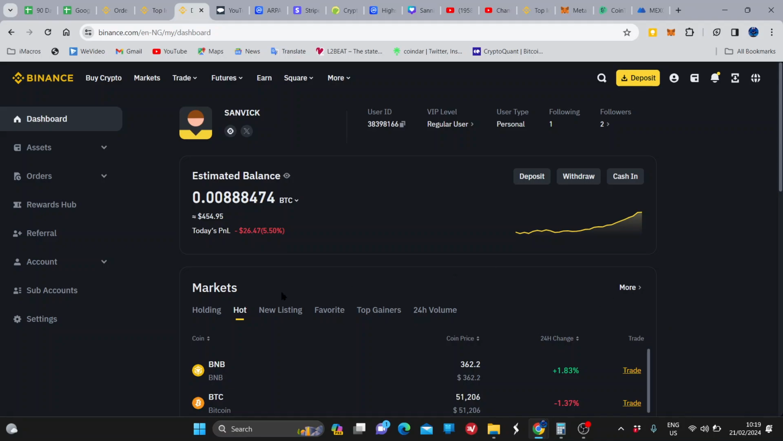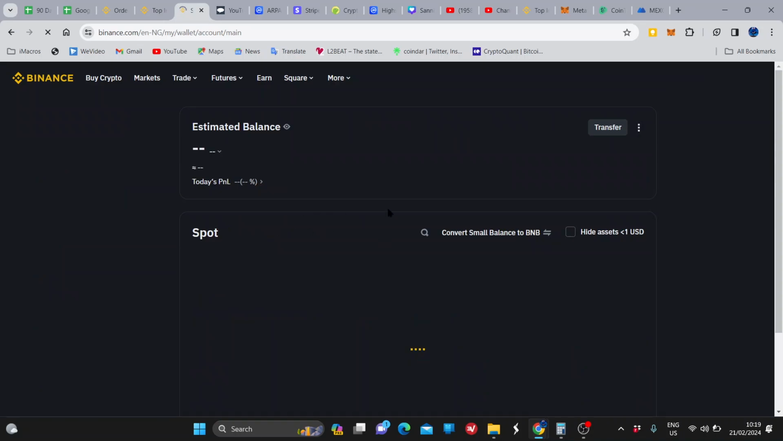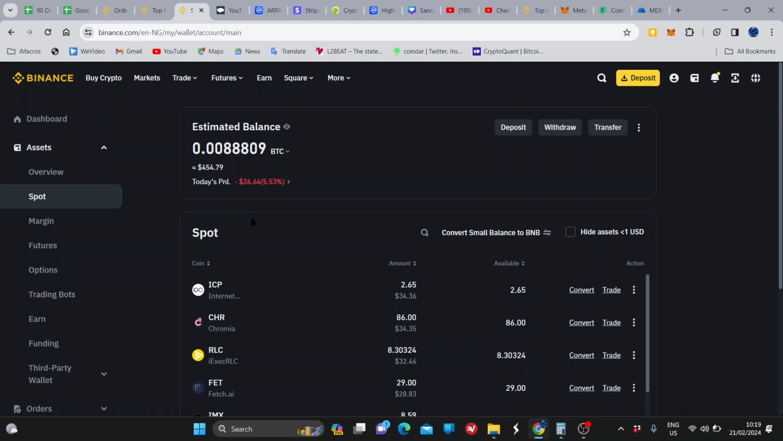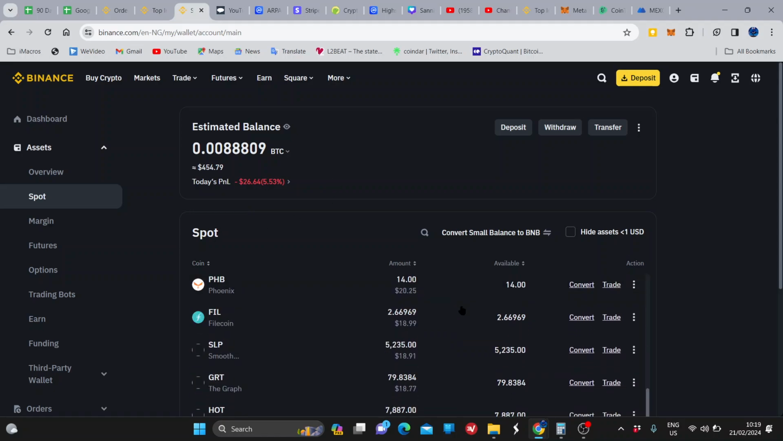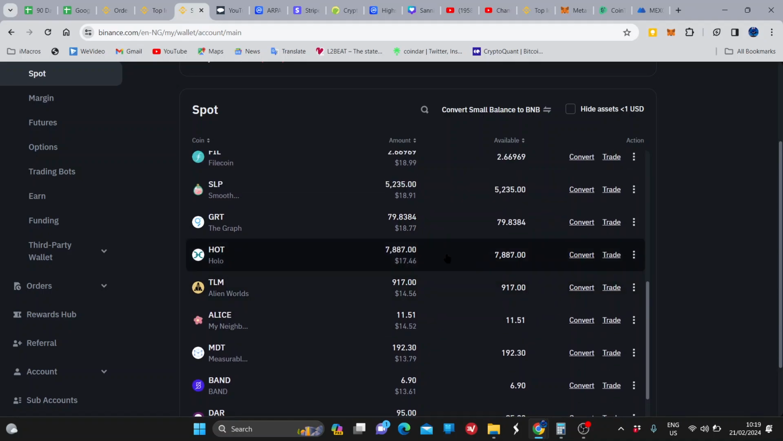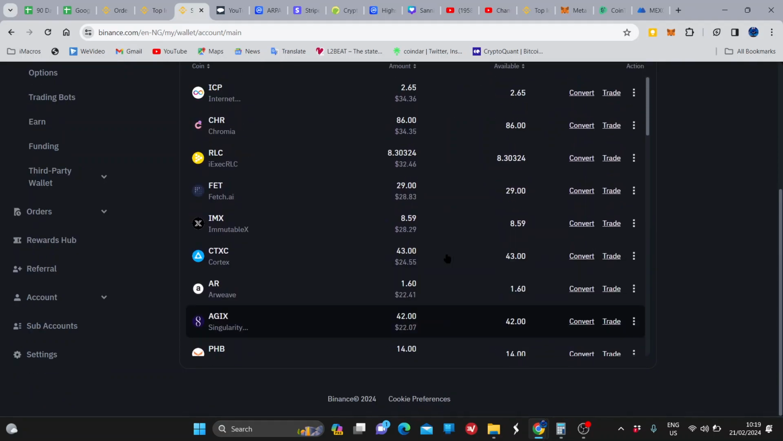So this is our Binance spot wallet balance. As you can see, the estimated balance here is about $400. When we started the challenge, we were buying $12 worth of each of those coins daily. Some performed well, some are yet to perform very well.